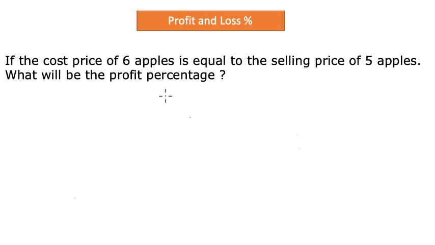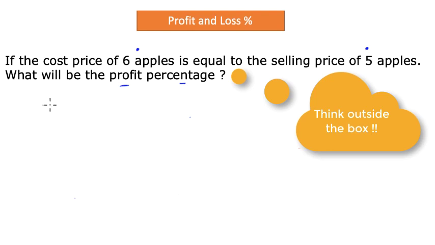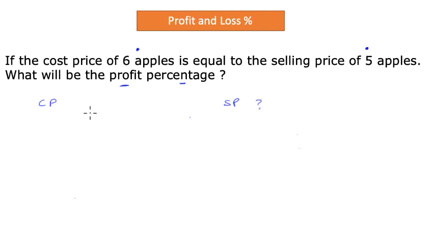Let us look at another scenario in which the cost price of 6 apples is the same as the selling price of 5 apples, and we are required to find the profit percentage. Look at the statement. You are not given the exact price of 6 apples or 5 apples, or the exact selling price of 6 apples or 5 apples. You are just given this information, that the cost price of 6 is equal to the selling price of 5. So how will you solve the equation when you are not given the cost price or the selling price? We don't have either of those, right?